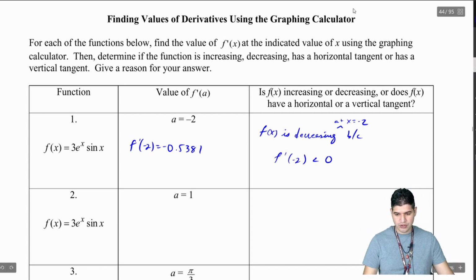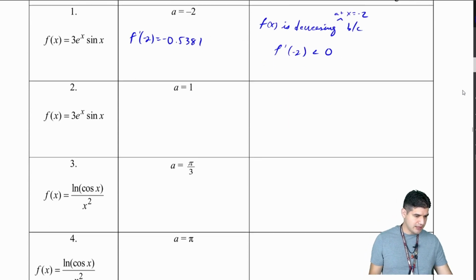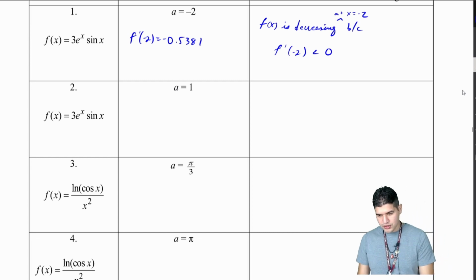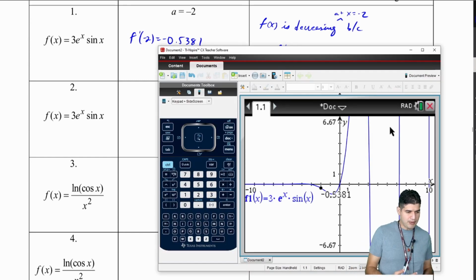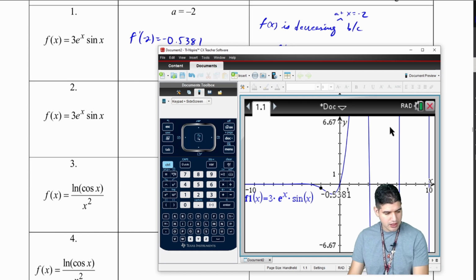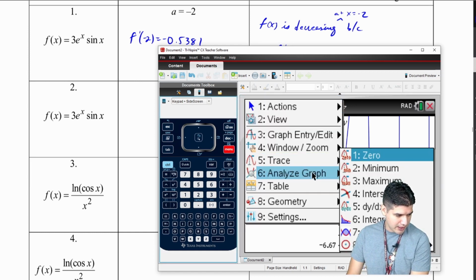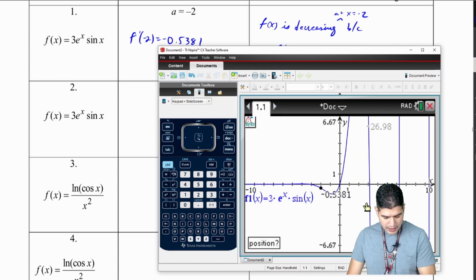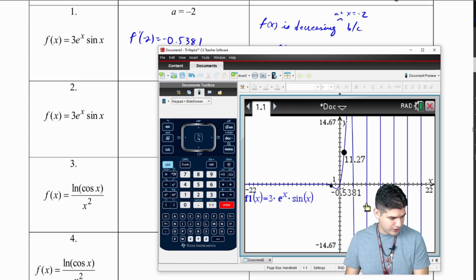So now we're going to move on to our next problem. 3 times e to the x sine of x. So we've got the same thing. And so what I'm going to want to do now is pull up my calculator again. This time I'm not going to put in a new function. You could, but since it's the exact same function, all I'm going to do is go back to menu. I'm going to go dy/dx again, analyze graph, and this time we want to find it at 1. So I'm going to just type in 1, and I'm going to hit enter.